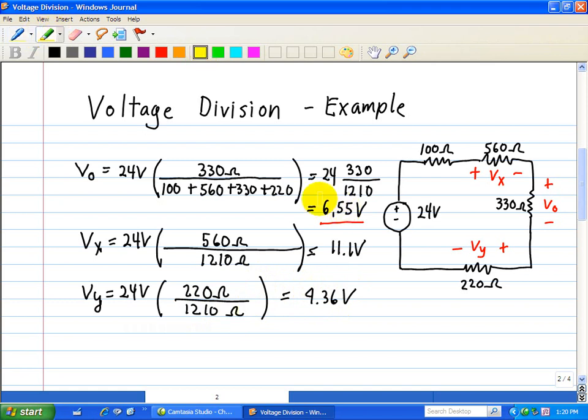So our answer for VO is 6.55 volts, across the 330 ohm resistor. For the 560 ohm resistor, we have a voltage across it of 11.1 volts. For VY, which is associated with the 220 ohm resistor, we have a voltage of 4.36 volts. So this is just one example of how to analyze a circuit using voltage division.